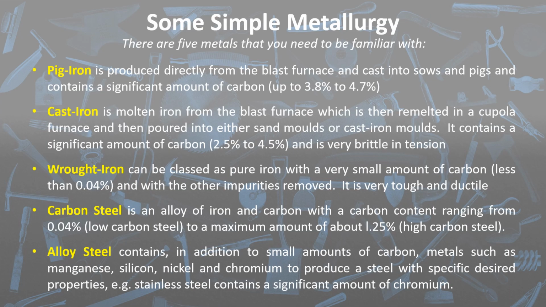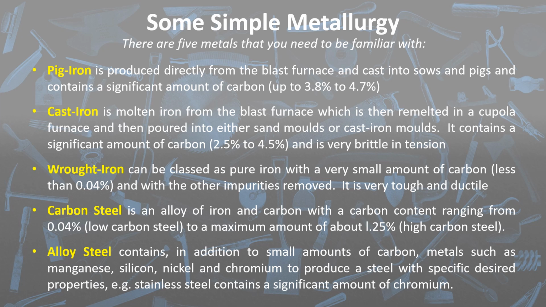To understand the Bessemer process, it is necessary to review some basic iron and steel metallurgy. There are 5 metals that you need to be familiar with. These are pig iron, cast iron, wrought iron, carbon steel, and alloy steel. Pig iron is directly from the blast furnace and cast into sows and pigs and contains a significant amount of carbon, 3.8 to 4.7%.